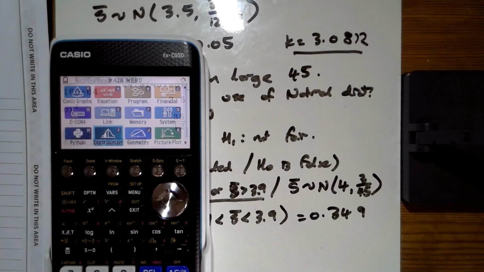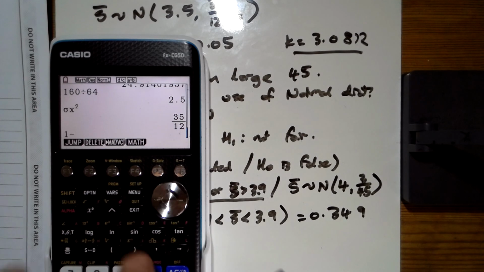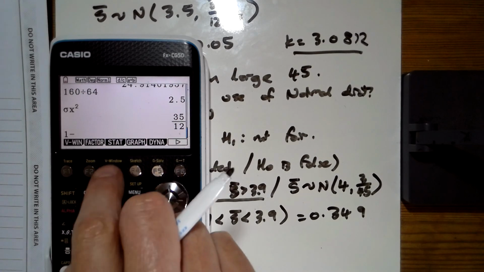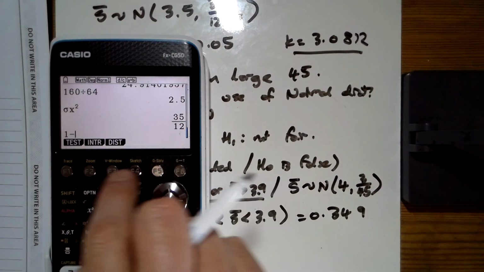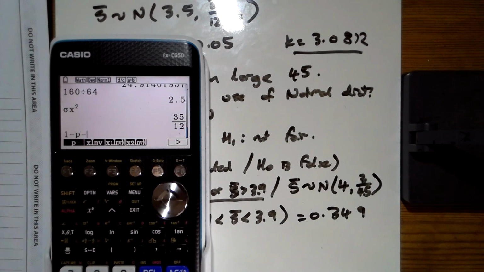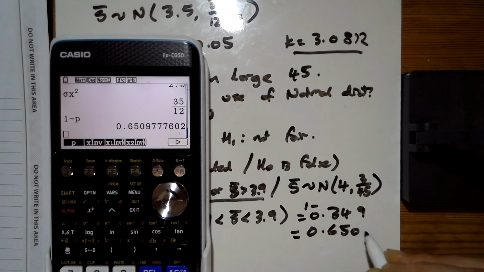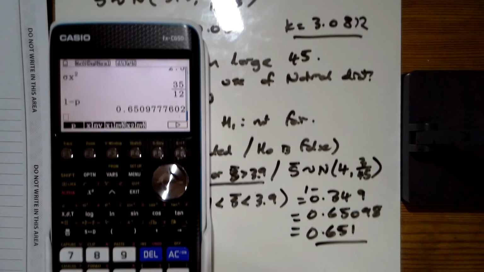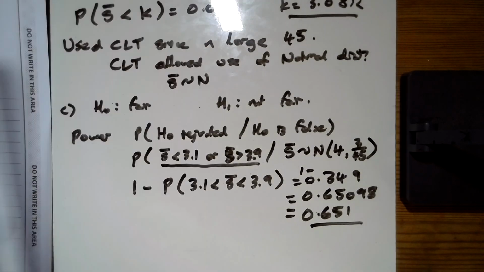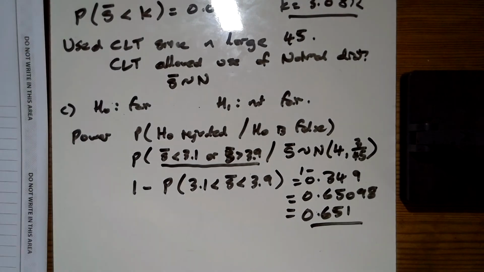So 1 minus the result, 0.65098, 0.651 is my power of my test there. Last bit.